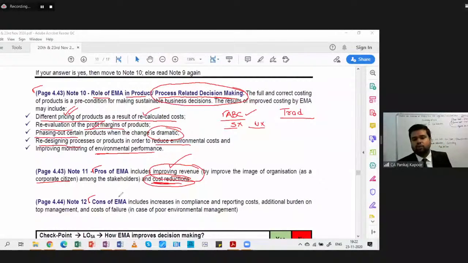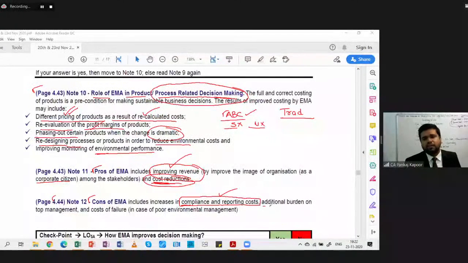Further, note number 12, which is given on page number 4.4 of your study material, the cons or the losses of the EMA. The first loss is that you need to incur the cost of compliance and reporting. If you are in a specified industry in which the environment impact analysis needs to be conducted, an environment report needs to be prepared annually, and environment data needs to be published outside the factory gate, then obviously you need to incur the cost on these things.